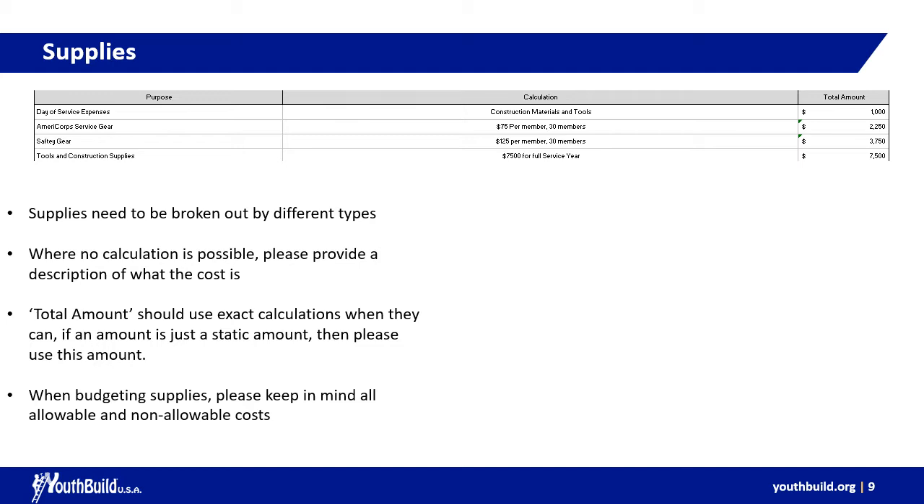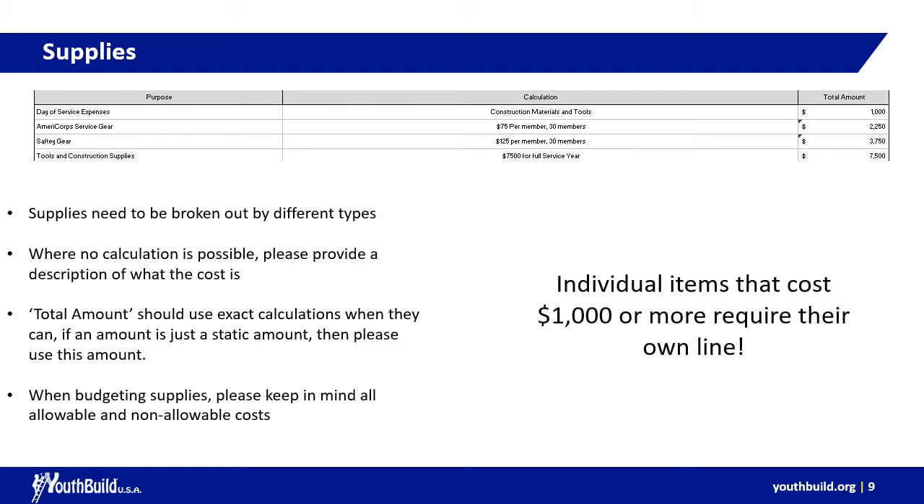Allowable and unallowable costs should be considered when budgeting supplies. If we see a cost that could potentially not be allowable, we may reach out for clarification. If an individual item exceeds $1,000, please include it as its own line item. Keep this in mind when budgeting large purchases.